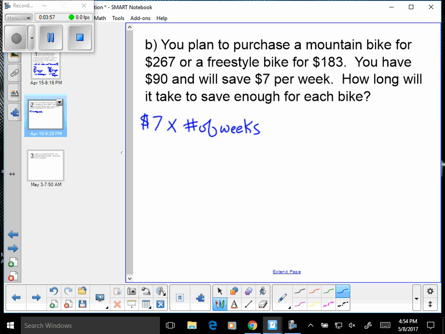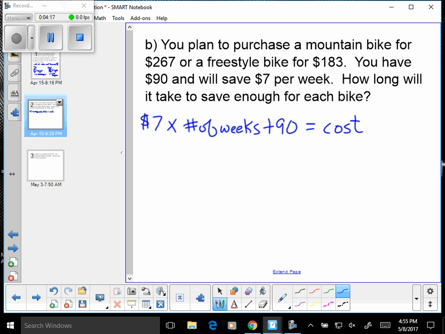Now we have this $90. We already have that, so we're going to add that to what we save. That's going to equal the cost of the bike, or the goal of how much money we want to raise.